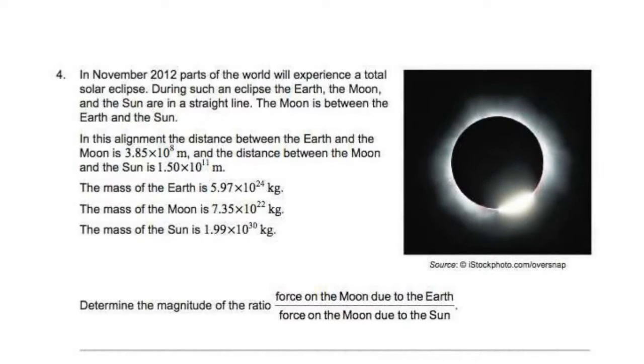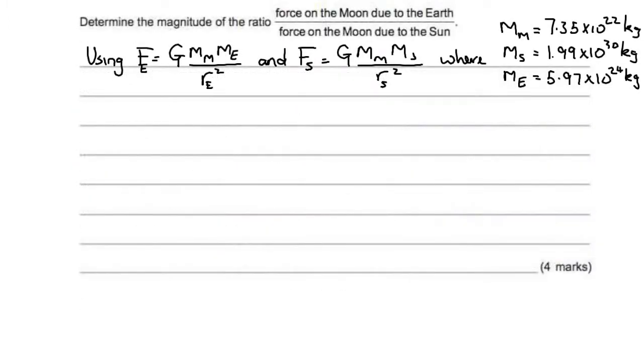This question requires us to use Newton's law of universal gravitation to determine the magnitude of the ratio. The first step is to write down Newton's law of universal gravitation for both the Earth and for the Sun. I have also included the mass of the Moon, the mass of the Sun and the mass of the Earth for future reference.